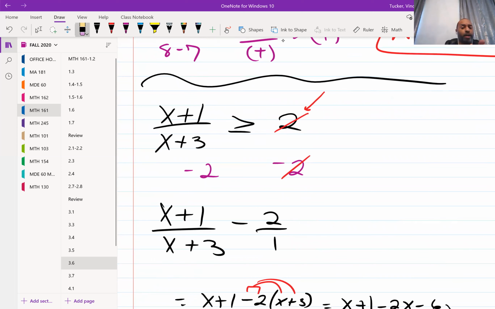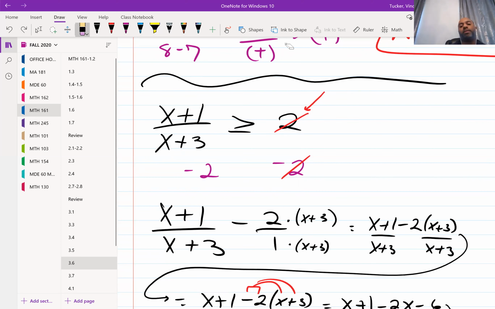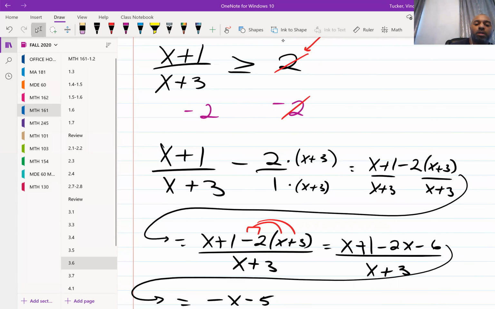Don't forget, whenever we're adding or subtracting fractions, we need a common denominator. The common denominator is going to be x + 3. So we need to multiply x + 3 to the top and bottom of that 2 over 1. That's what we do here. Now, because of that process, we're able to bring it together and make it one whole fraction right here.